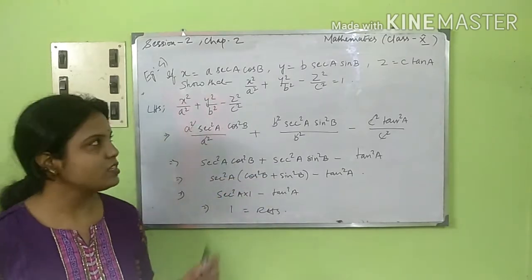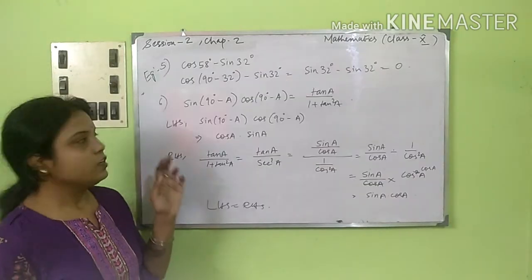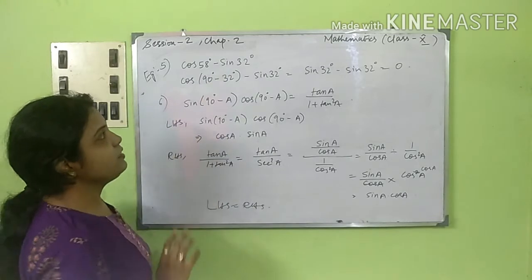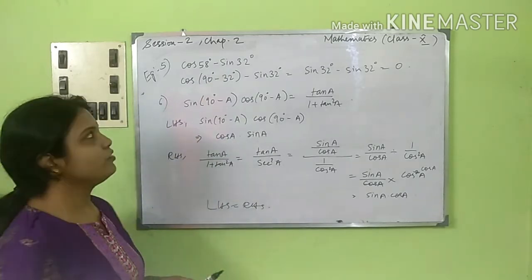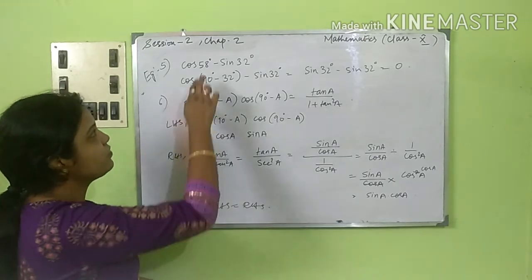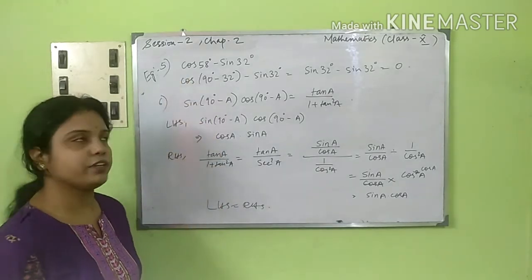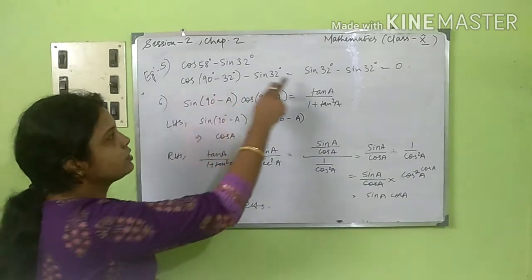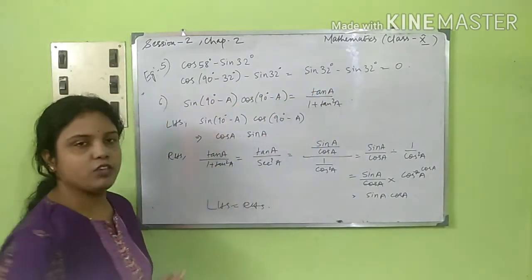Coming to some of the sums from the complementary angles. I've done two examples here. Cos 58 degree minus sin 32 degree. Now you can change either of them. I've just changed the first one only, you can change the second one also. Okay, so that means 58 can be written as 90 minus 32 degree. So cos 90 minus 32 degree is what? Sin 32. So sin 32 minus sin 32, that is giving you 0.